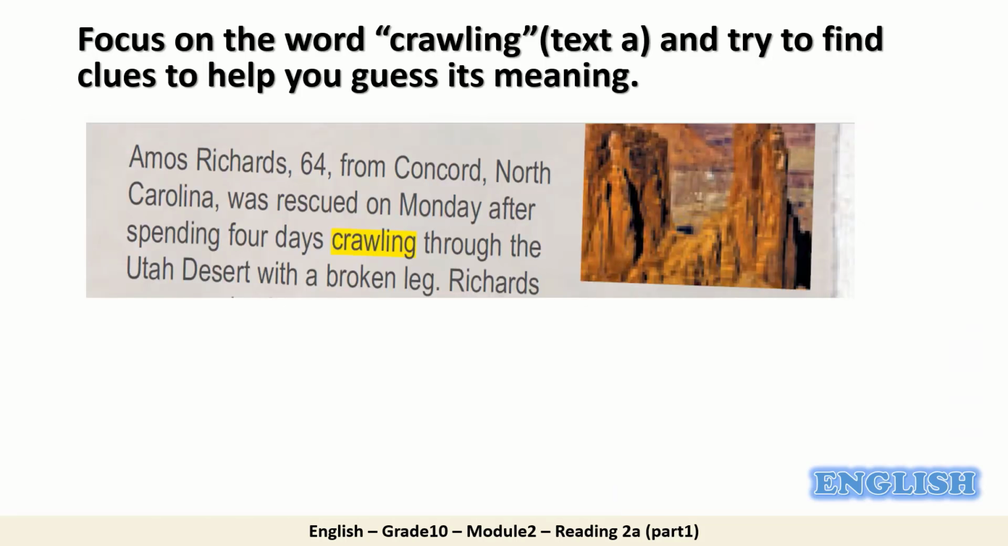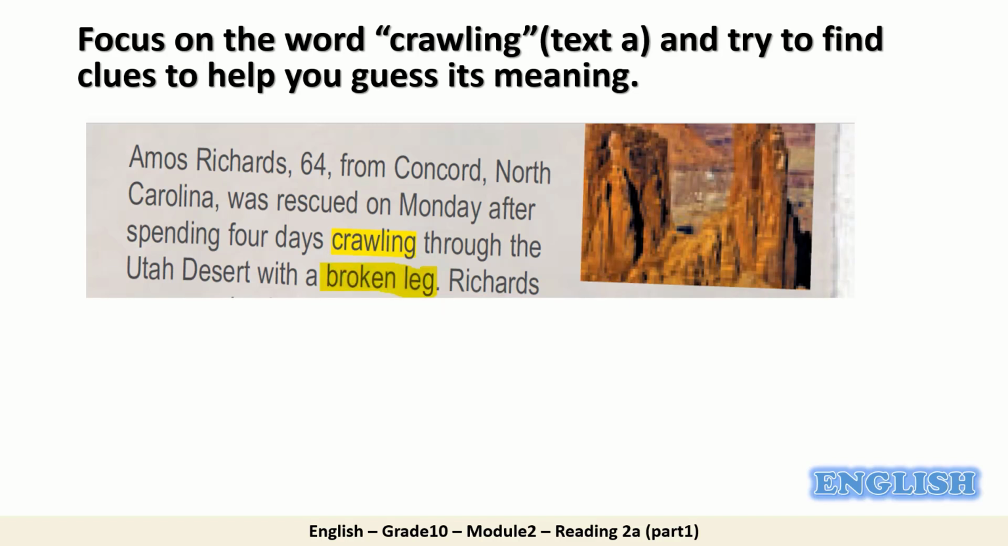Let's try to do the first one together. Focus on the word crawling, text A, and try to find clues to help you guess its meaning. Let's read the sentence. Amos Richards, 64, from Concord, North Carolina, was rescued on Monday after spending 4 days crawling through the Utah desert with a broken leg. The clue here is a broken leg.